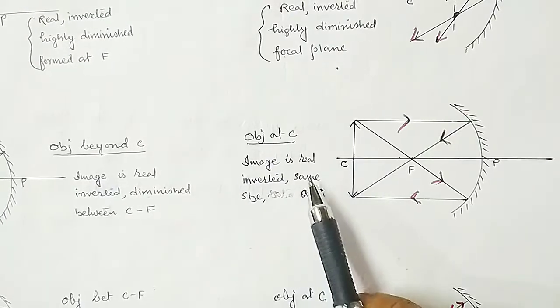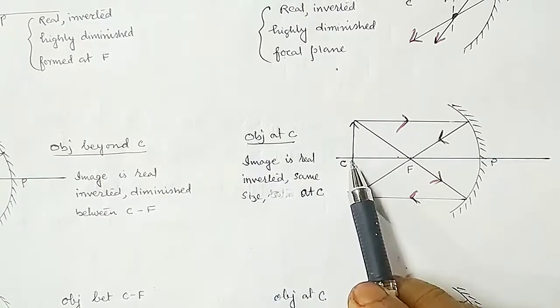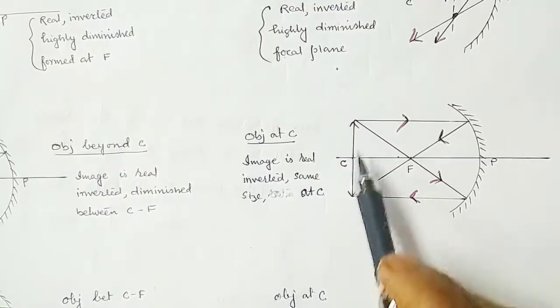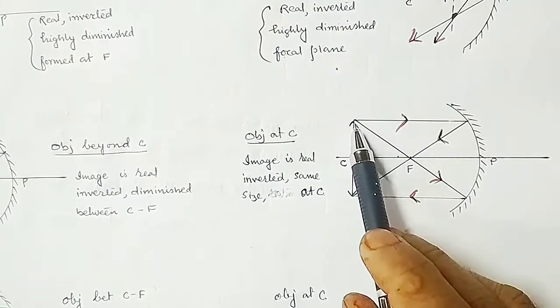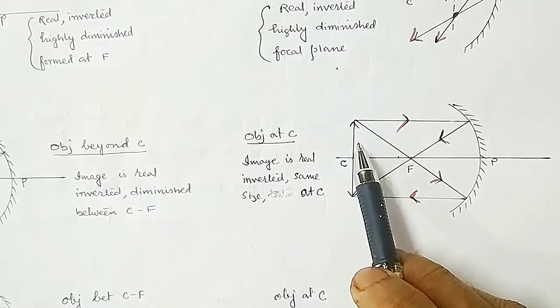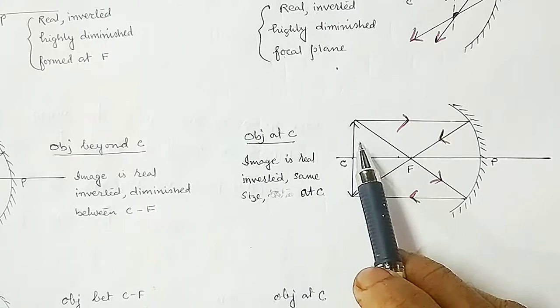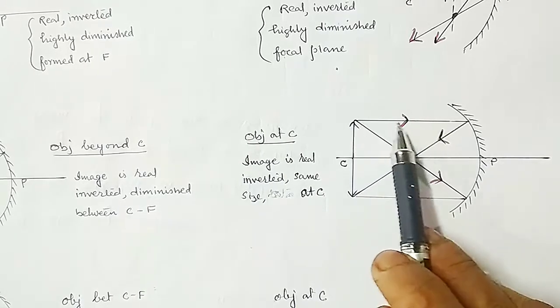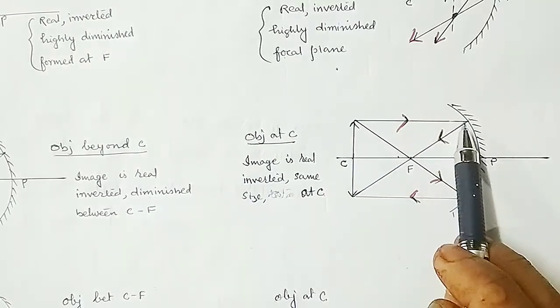Now case 4, when the object is at C. C means center of curvature. Here this is the object. We know from the object many rays are moving in different directions, but for the image formation we have to draw 2 rays. This is one ray which is parallel to the principal axis.